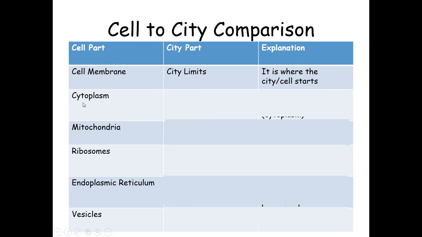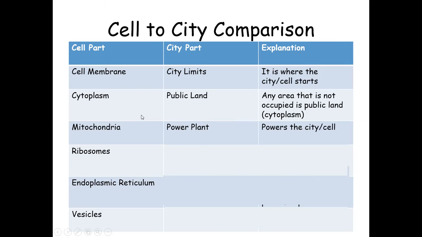Cytoplasm. In a cell, it's that empty space that holds everything. So we could call it public lands. So let's call them like city parks maybe, because it's what fills in all the spaces. I mean, if you don't have houses or a mall or something, what do you have? Well, you have a city park, right? Mitochondria, where do we get all our power from? Well, I don't know, power plant, right? We've got to make power somewhere, so we make it in a power plant.